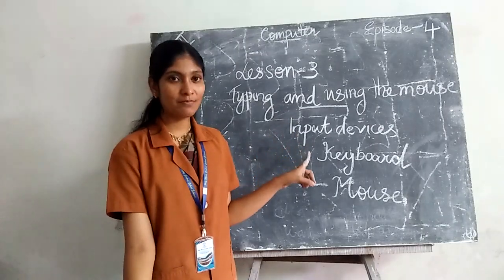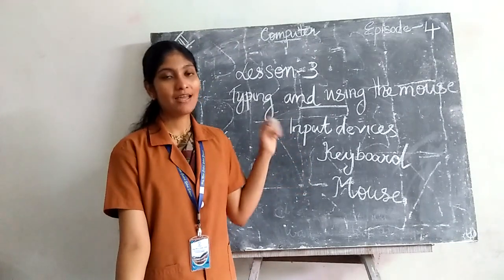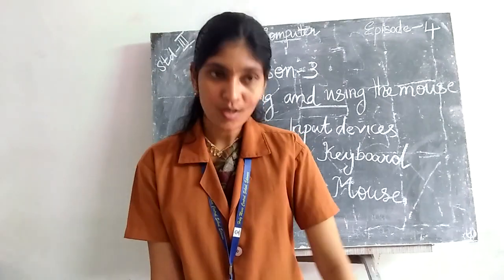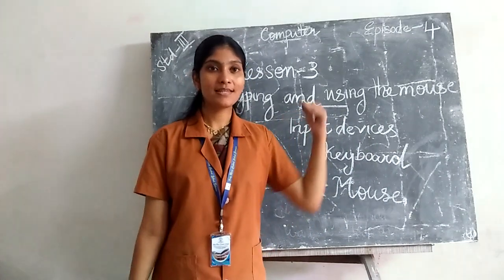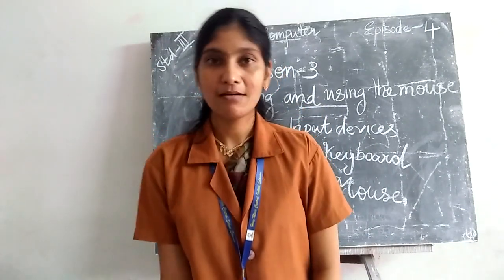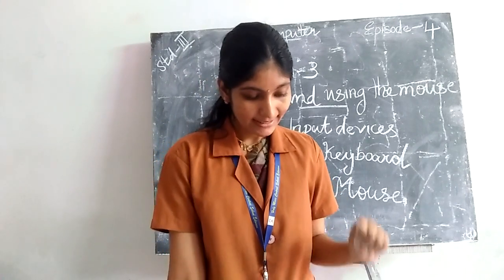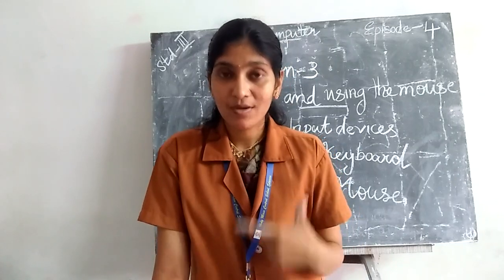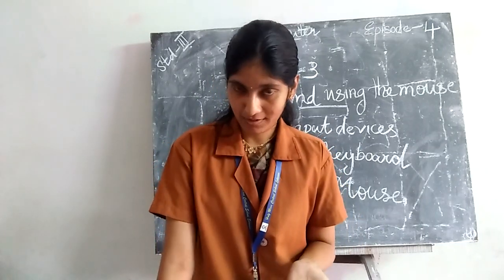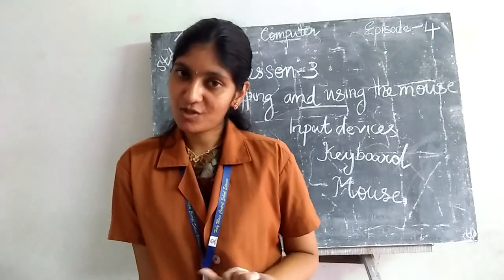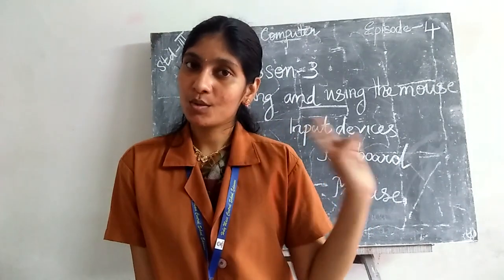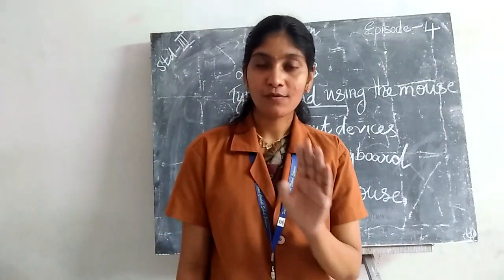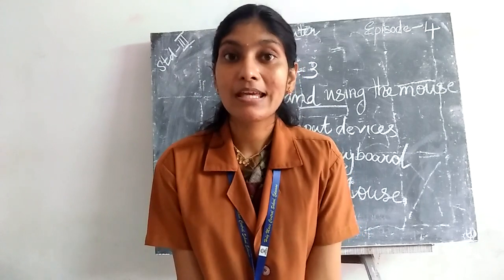And what is the use of keyboard? It is used for typing and mouse is used for pointing and clicking. So today the first topic is using the keyboard and the mouse. Alright. Then these two input devices are used to give instructions to the computer. So we give instructions to the computer through these input devices. Right? Okay. Then so first we are going to learn about keyboard.